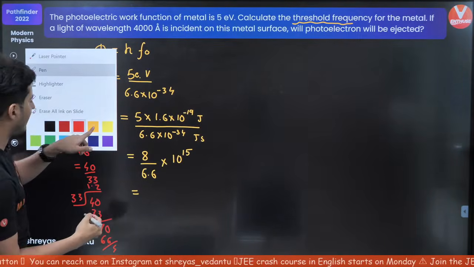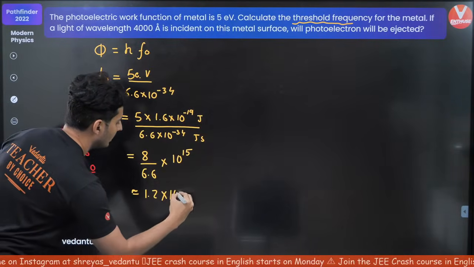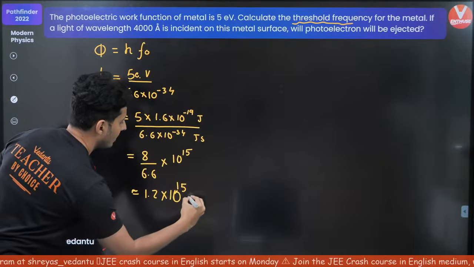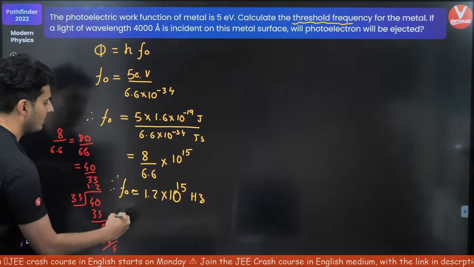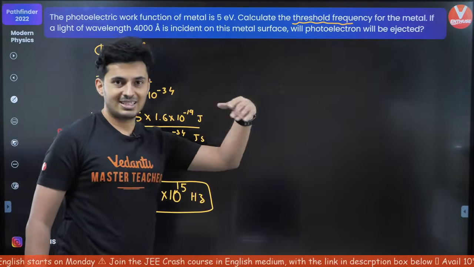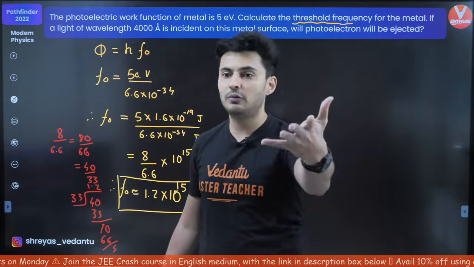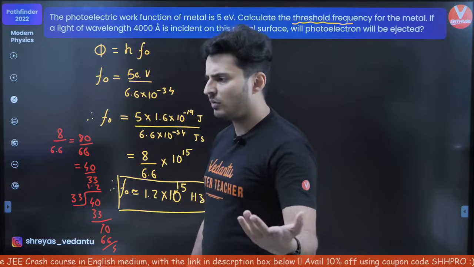So I can just write it as approximately 1.2 into 10 to the power 15 hertz. That's what the answer will be. This will be the frequency. Okay, very, very interesting. So this much is the minimum frequency, which is the threshold frequency after which the photoelectric effect will occur.